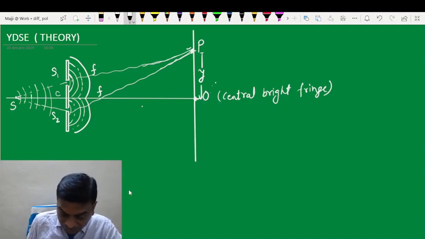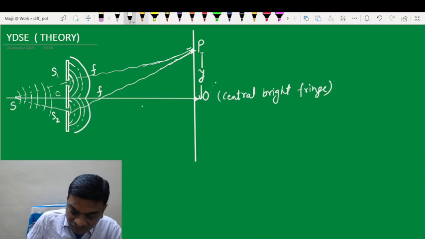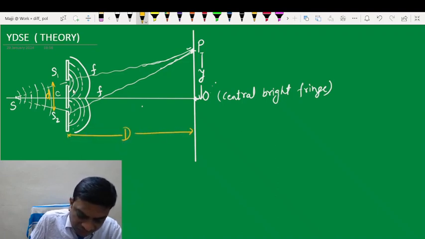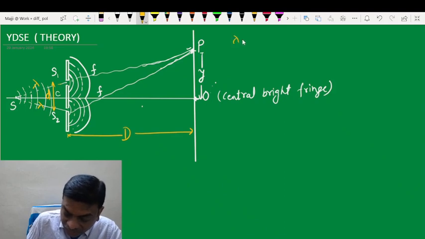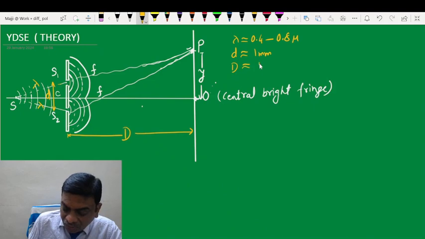Okay, right. Now here two things you have to understand very, very clearly. First is the distance between the slits is small d. The distance between the plane of the slits and the screen is capital D, and the wavelength of the light coming out is lambda. So here, first thing is lambda is of the order of a few tenths of a micron, 0.4 micron to 0.8 micron, visible light, students. Small d will be of the order of 1 millimeter, and capital D will be of the order of 1 meter.